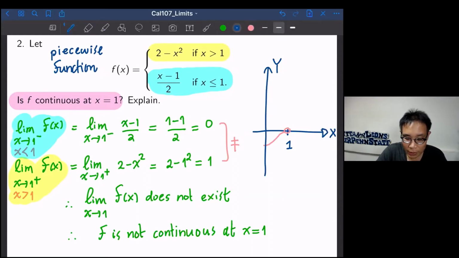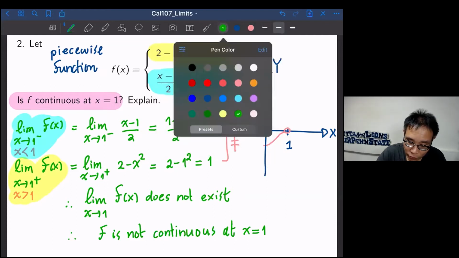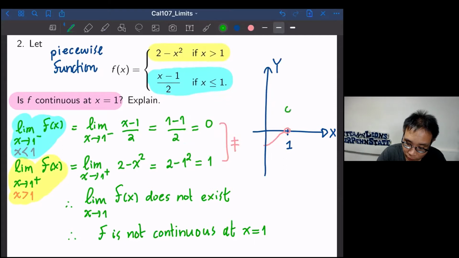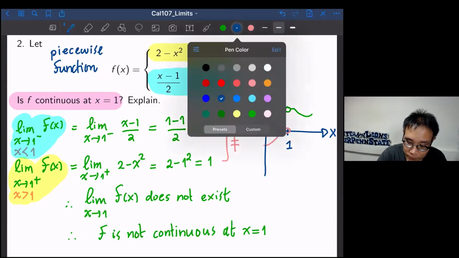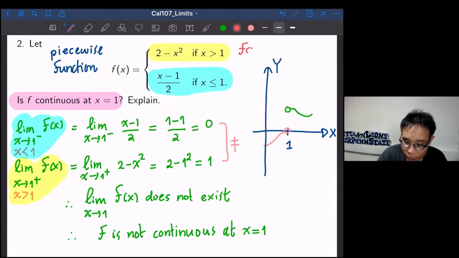Okay, and you're gonna have the left limit equal to 0 and the right limit equal to 1. So the picture will be like this. And you see that f(0), if I ask you about f(0), you're gonna plug into the second formula.